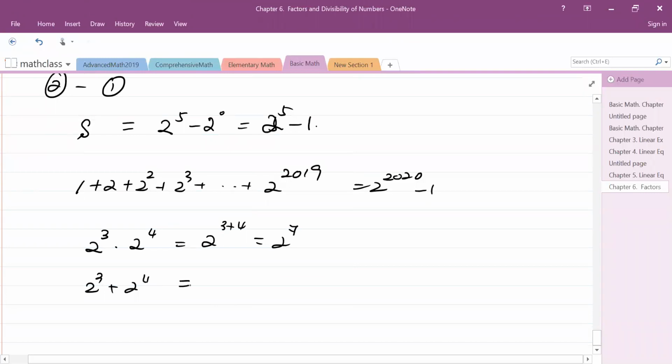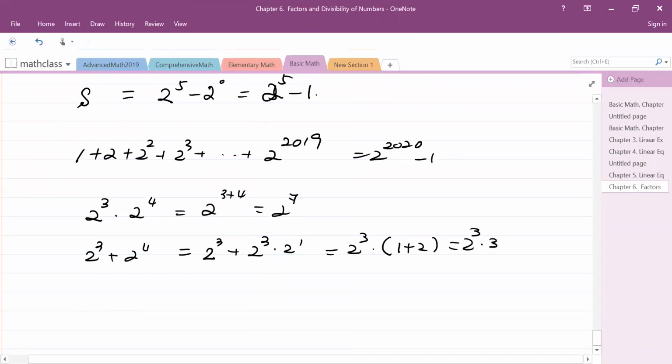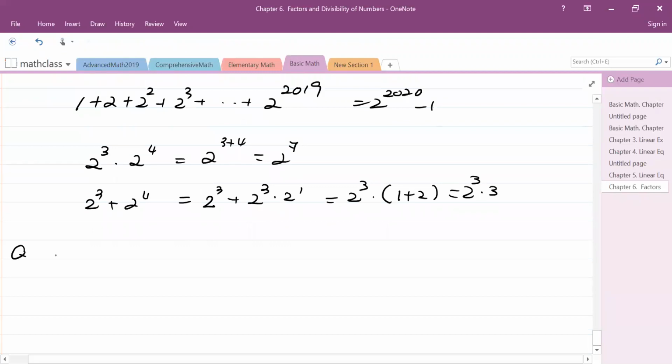All you can do is take 2 cubed out, and you're left with 1 plus 2, and this is actually going to be 2 cubed times 3. Oh, so you can just add all the powers together? Yeah, if it's multiplication, you can do that. But if it's addition, you cannot. So you can take the common factor out. Okay. And similarly, let's do the problem.